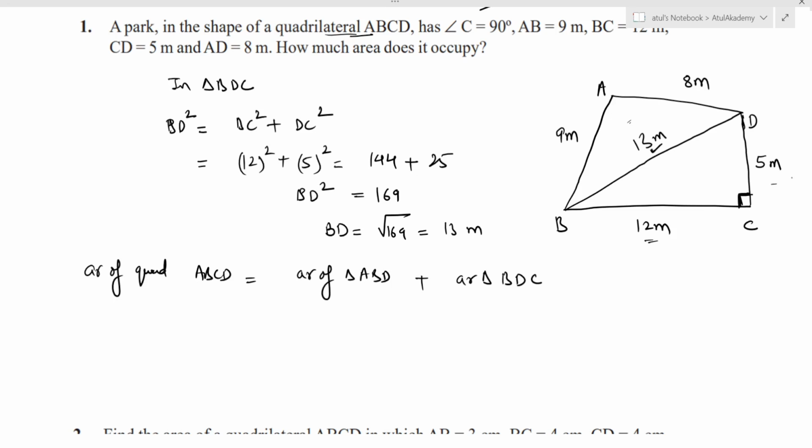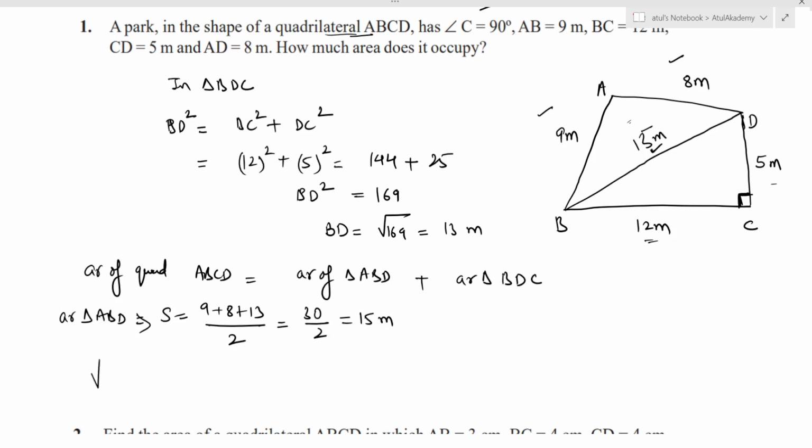For ABD, let's calculate first. So area of triangle ABD, I'll calculate here. So I need S for that. So S will be 9 plus 8 plus 13 by 2 because the sides are 9, 8, 13. We add the sides and divide by 2 to get the semi-perimeter. So what is this? 9 plus 8 plus 13 by 2. So 13 plus 9 is 22. 22 plus 8 is 30. 30 by 2 is 15 meter.